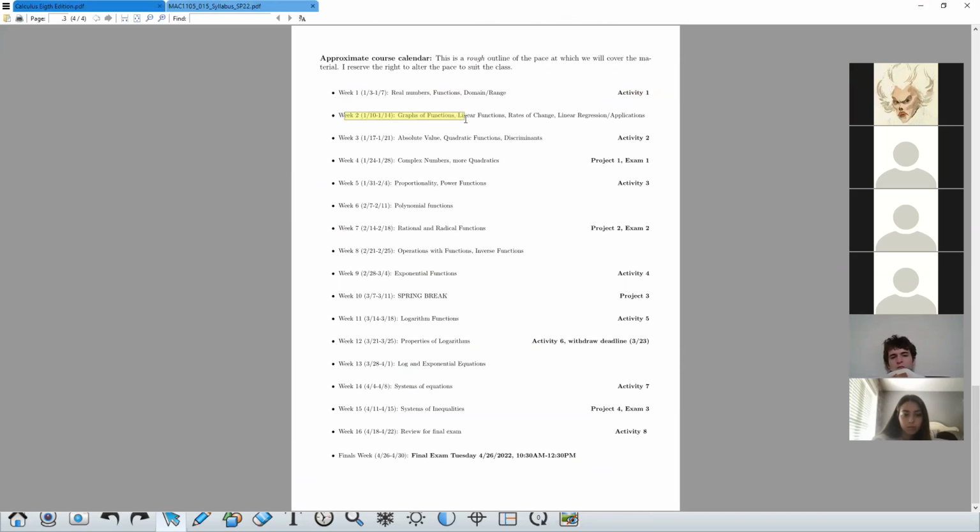Week 2, we're going to talk about graphs of functions. We're going to talk about linear functions, right? Functions whose graph is a straight line. We're going to talk about slope and rates of change. And we're also going to talk about linear regression. So we've got a lot of stuff going on next week.